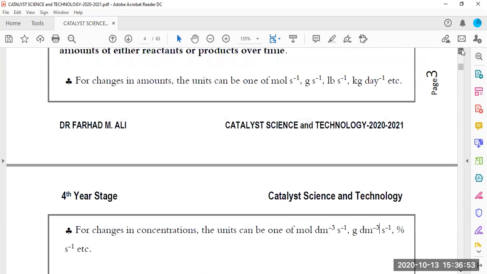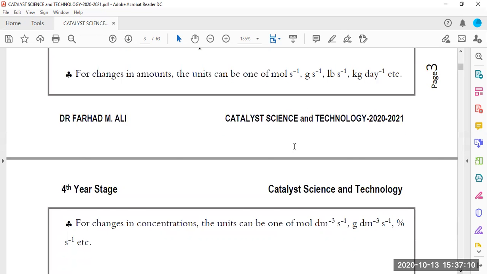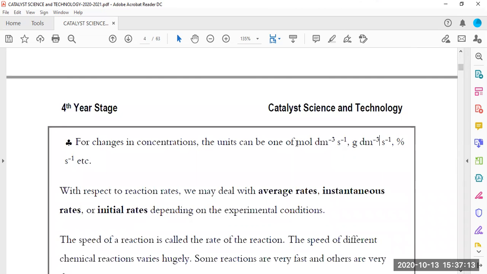Okay, let me say this again, I feel confusing now. In this one, what we're saying is change in amount: how many mole per second, or how many kilogram per day, or how many gram per second. In this one, we're taking the concentration per time. Mole per decimeter cube, that's a concentration, and for each second. So we have 2 units combined in 1 unit, one for concentration, and the other for time.